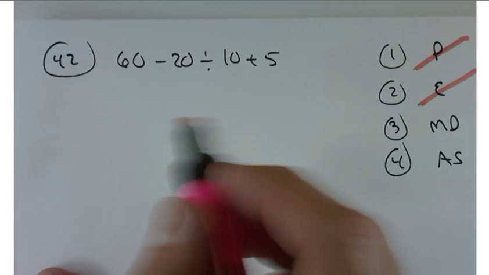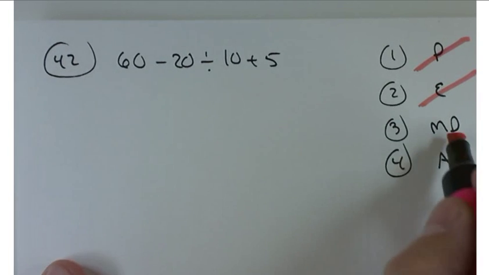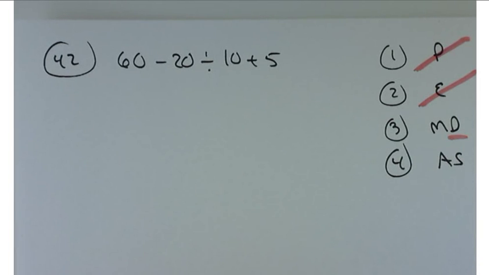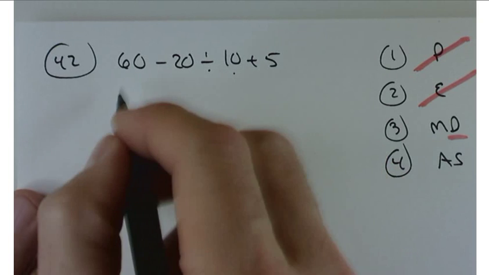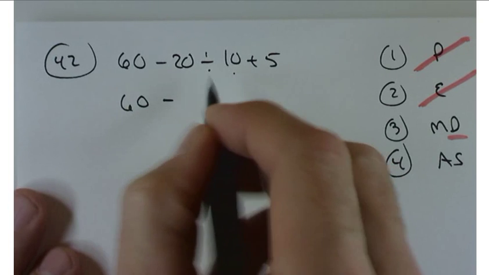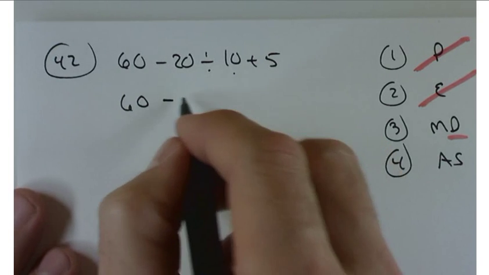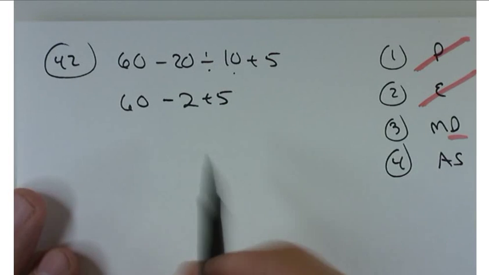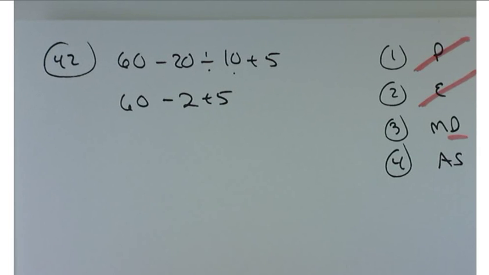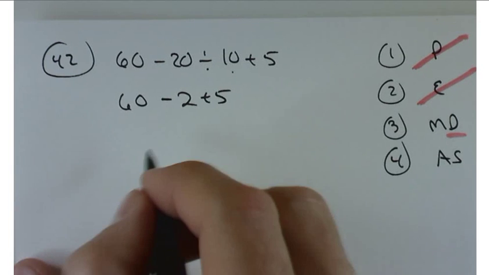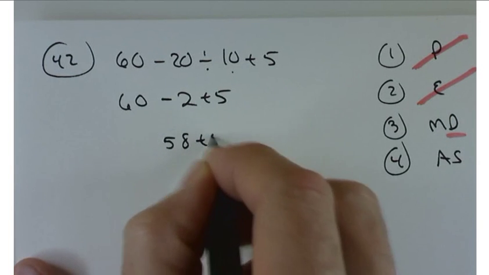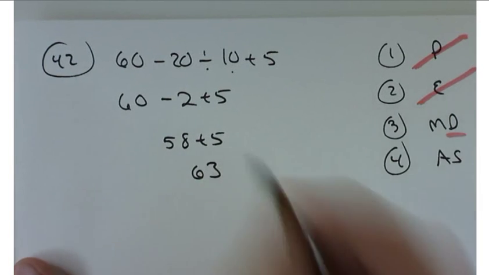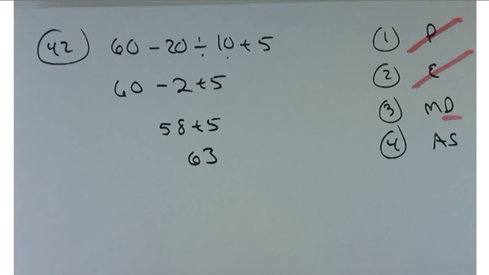The first thing that you see is division. So do the division. What's getting divided by what? 20 divided by 10 is 2. And then continue to move left to right. First thing you see is the subtraction. 58 plus 5, 63. Okay.